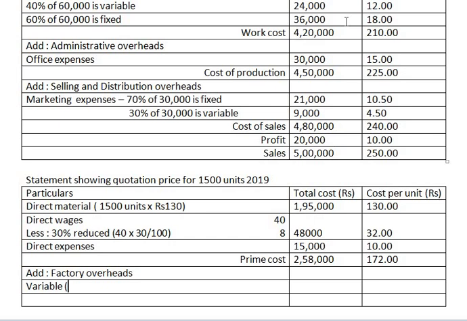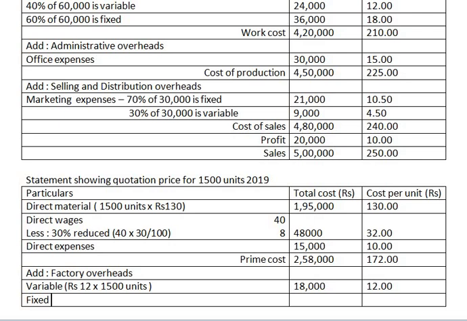Here variable cost per unit is rupees 12 because that has not changed. So you can write rupees 12 into 1,500 units, which is 18,000. As they haven't given us any information, we are keeping the cost per unit the same. Now here fixed.